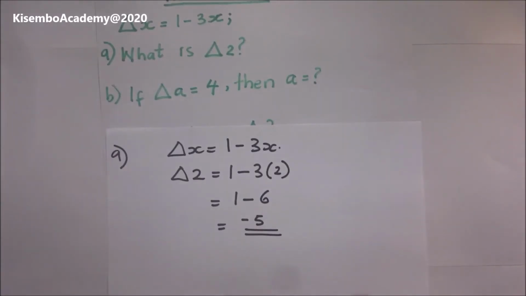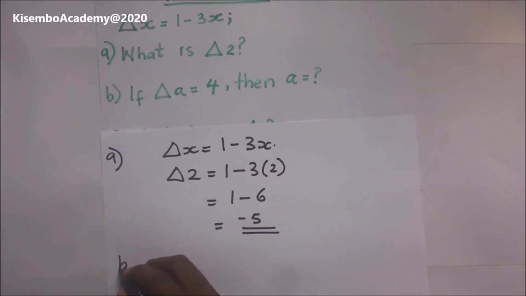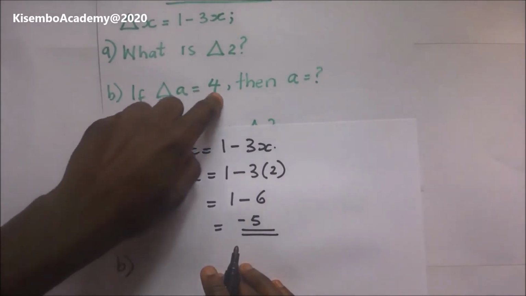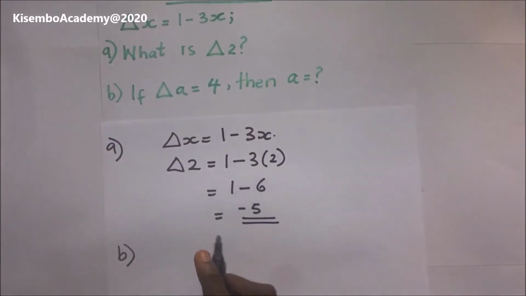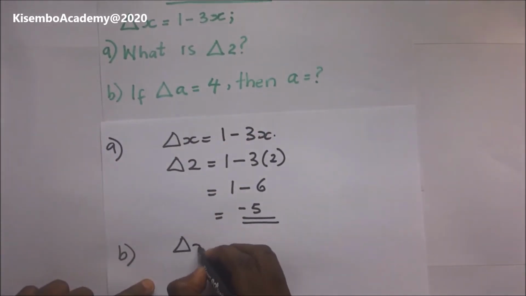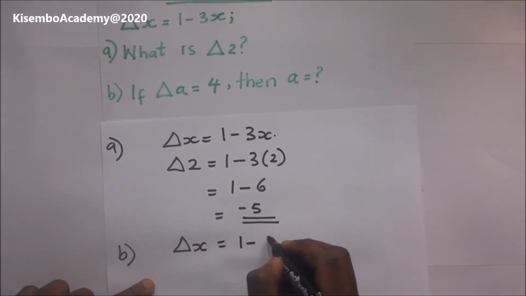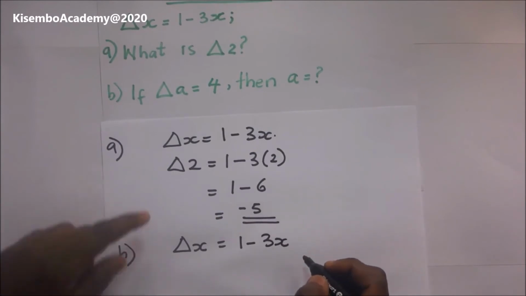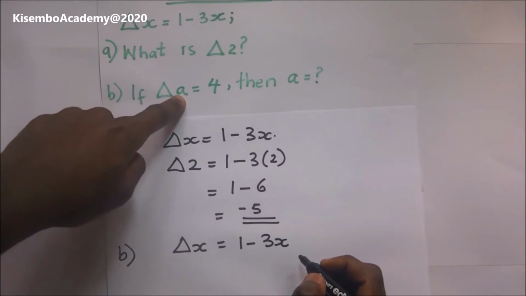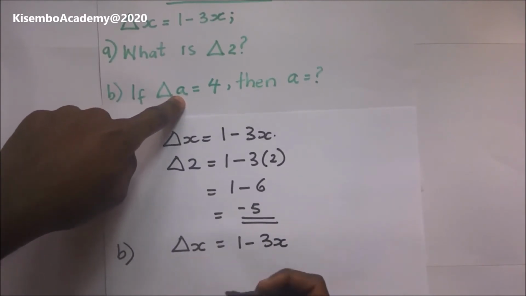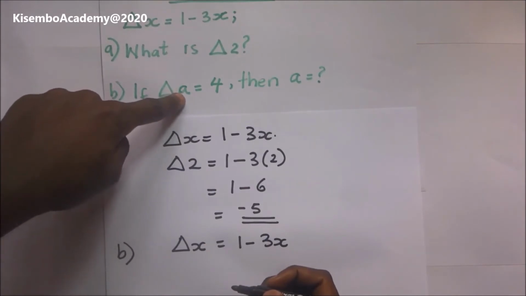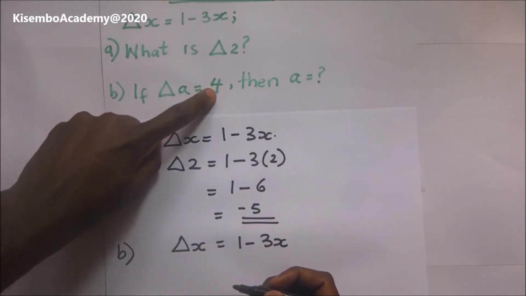Now we have part B. If delta A is equal to 4, then what is A? So first of all, we start from this expression. Delta x, which is our question, is given by 1 minus 3x. And we are being told that delta A is equal to 4. It means that when the value of x is taken up by A, we get an expression as 4.